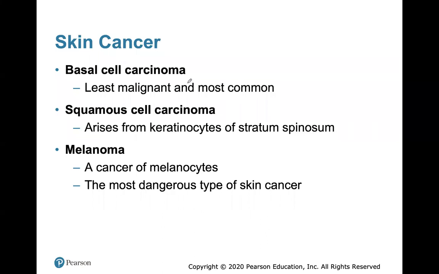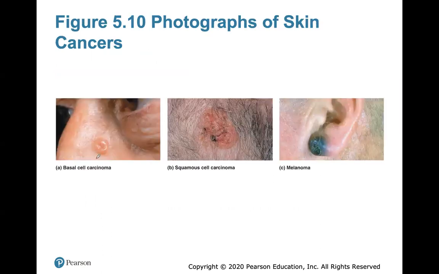Basal cell carcinoma is the least malignant, so that's the least cancerous. Malignant means cancerous, and it's the most common. Squamous cell carcinoma arises from keratinocytes, and melanoma is the cancer of the melanocytes, and this is the most dangerous type of skin cancer. So here's a look at basal cell carcinoma, squamous cell carcinoma, and melanoma. So keep these in mind.